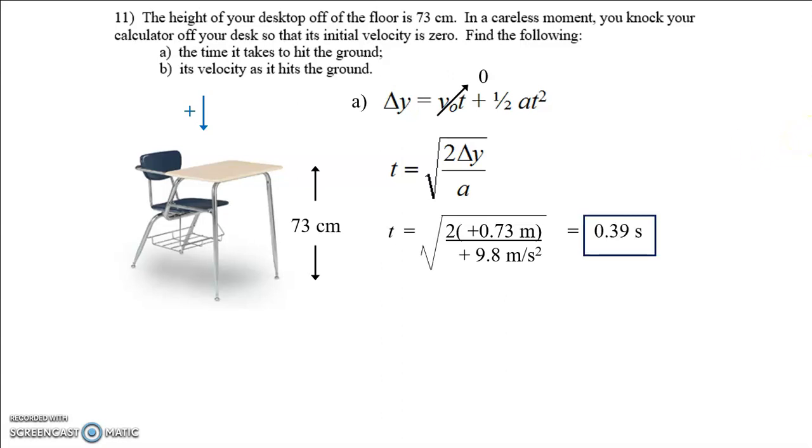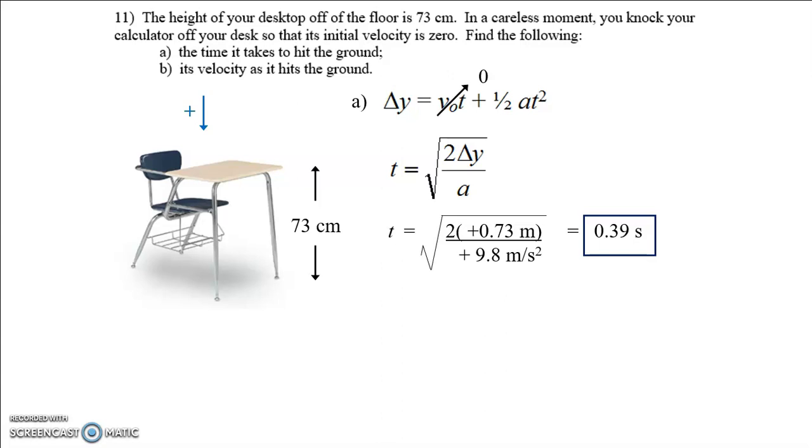And now we should be getting 0.39 seconds. And that's a number that makes a whole lot more sense, right? Less than a second, because human reaction time is usually about 0.2 seconds. And so it's going to take you a little bit of time to recognize you knocked off your calculator, and then only 0.4 seconds to reach down there and grab it. And that's why you probably won't be successful actually catching that calculator before it hits the ground. It only takes about 0.4 seconds to hit the ground. That's a number that makes sense.